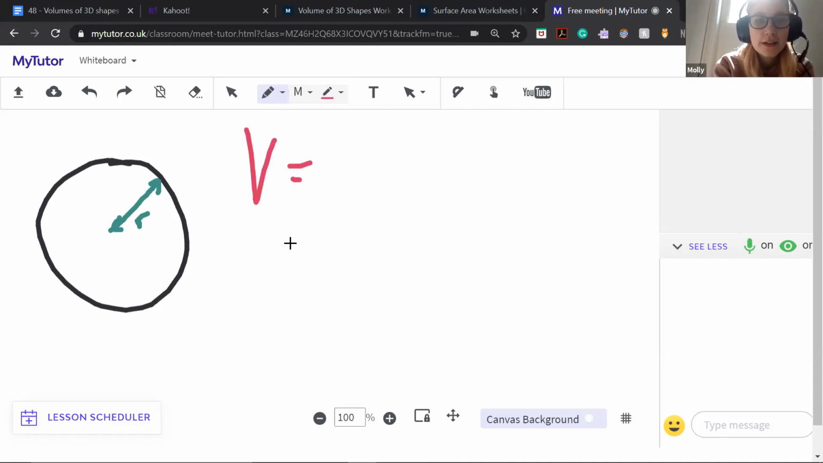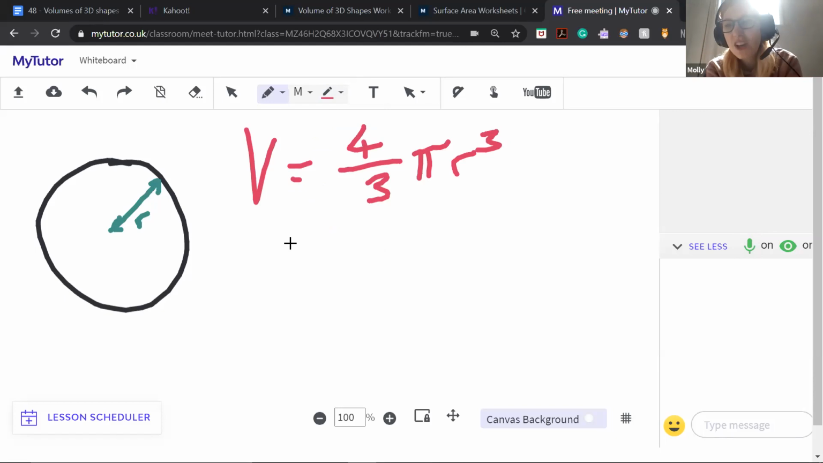But the volume is 4/3 of pi r cubed. Looks kind of horrible, but it's not really. It's just plugging in things that we know. 4/3 is just a number. Pi, just a number. And then we've got r, we just cube that. Multiply them all together. And there you go. And don't worry, we'll do some examples with real numbers of these.